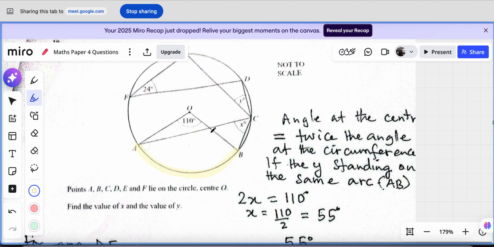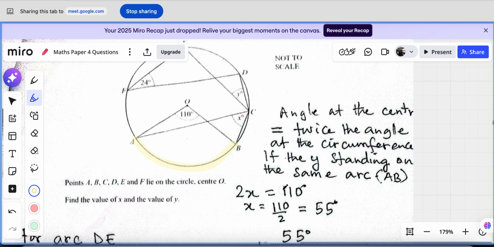They can play with you. They can draw it in this direction, like they've just done. So this is the same thing. Angle at the center equals twice the angle at the circumference, if they are standing on the same arc, AB. You can see this angle X is standing on which arc? Arc AB. And angle O is standing on the same arc AB.